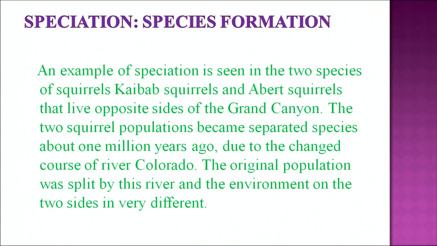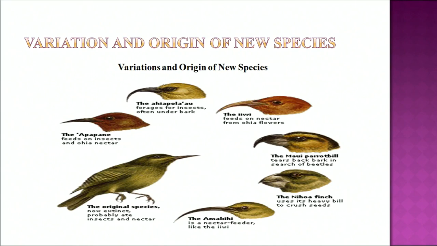An example of speciation is seen in the two species of squirrels, Kaibab squirrel and Abbot squirrel, that live on opposite sides of the Grand Canyon. The two squirrel populations became separate species about 1 million years ago due to the changed course of the River Colorado. The original population was split by the river and the environment on the two sides was very different.